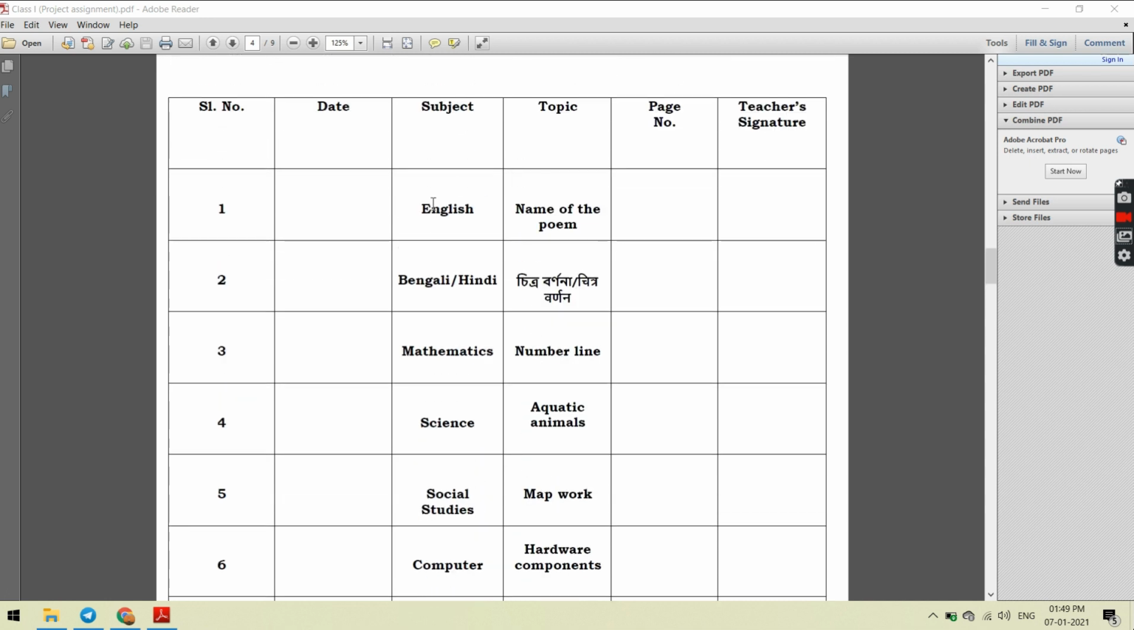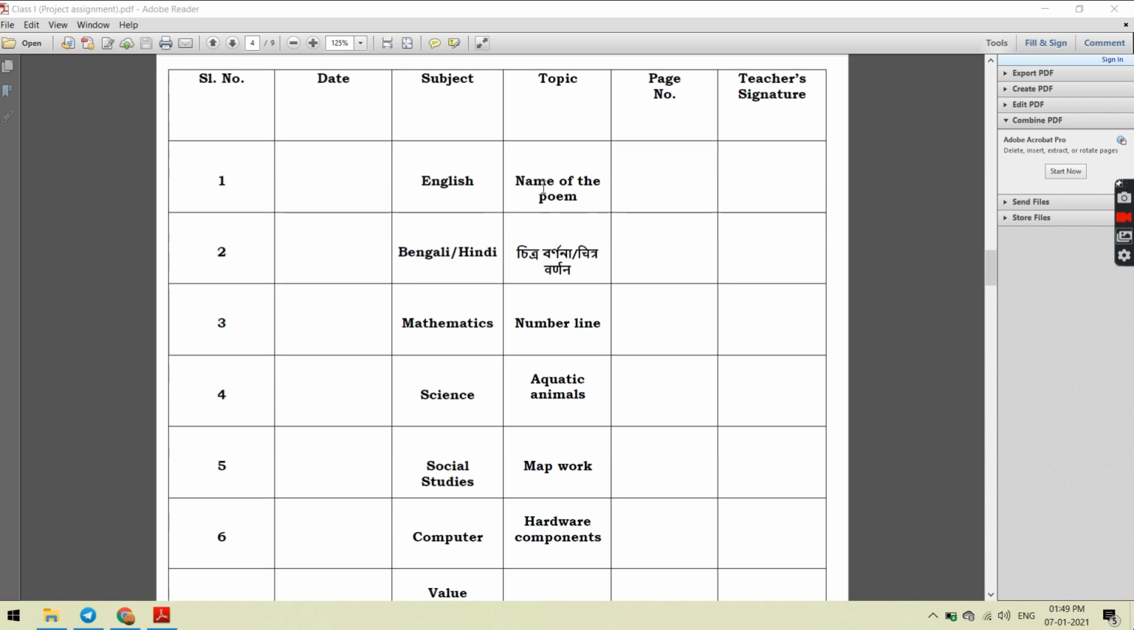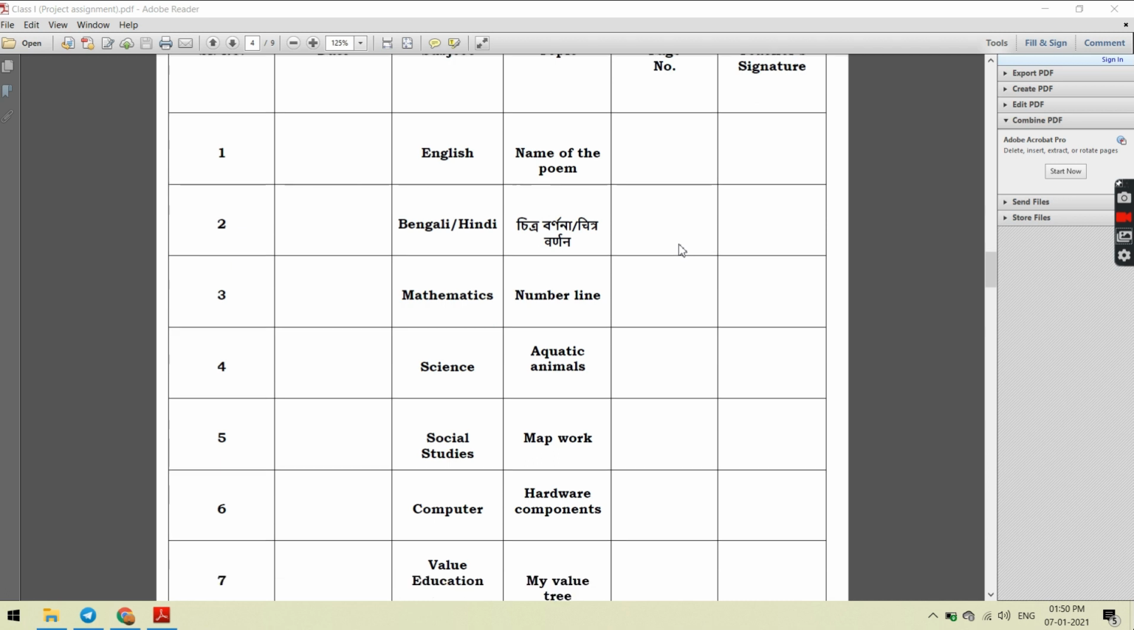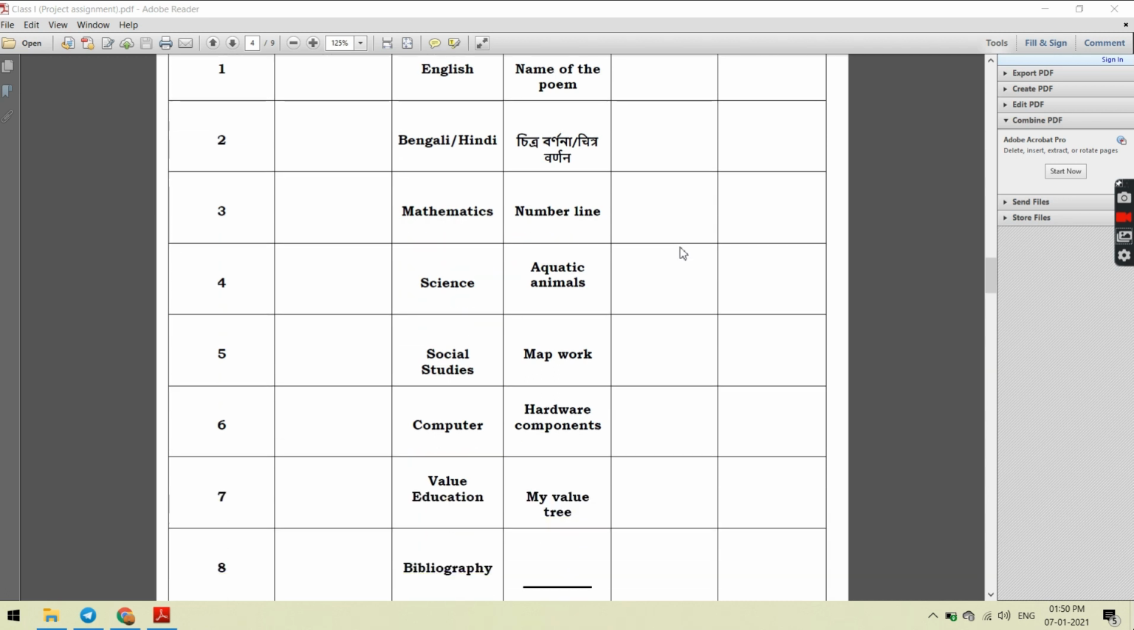In topic, in English, write down the name of the poem that you are supposed to do the project on. In Bengali, write Chitra Varnana and in Hindi, Chitra Varnan. Mathematics, number line. Science, aquatic animals. Social studies, map work. Computer, hardware components. Value education, my value tree.